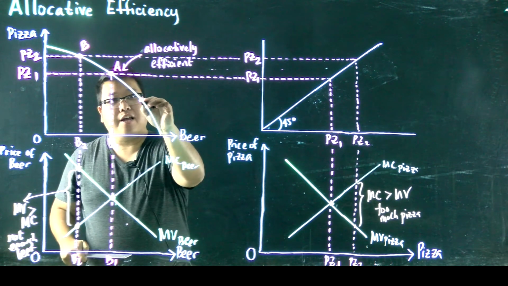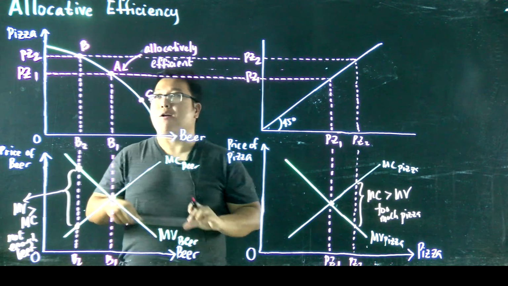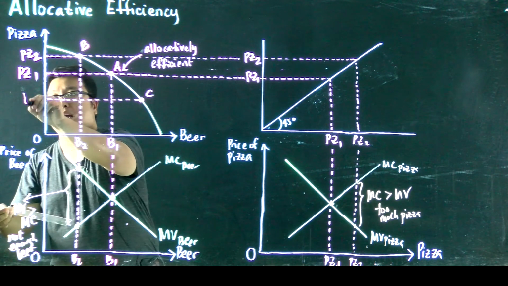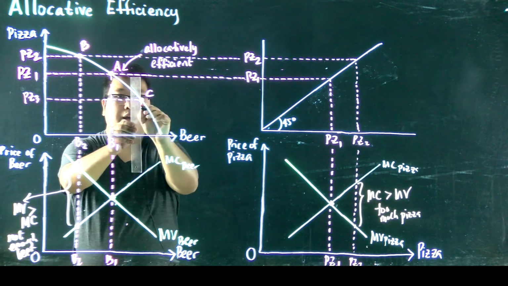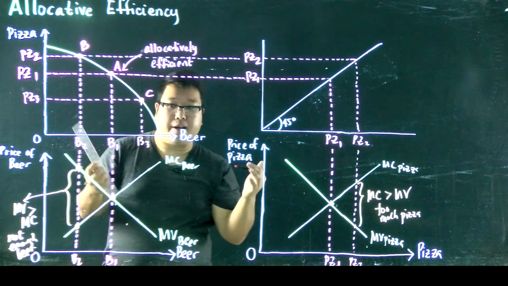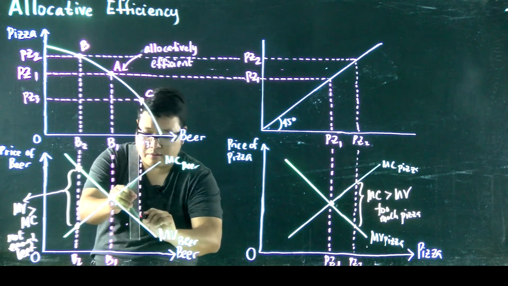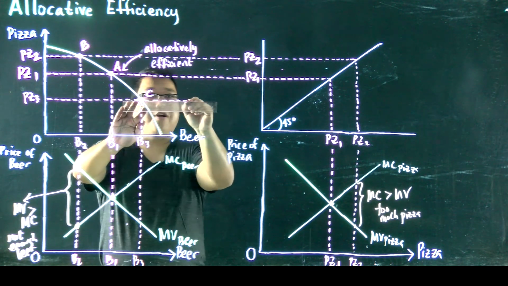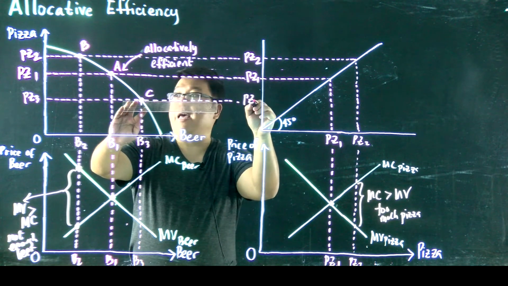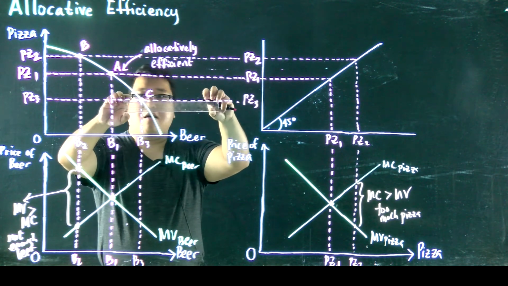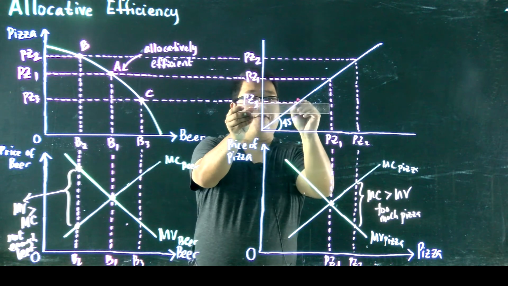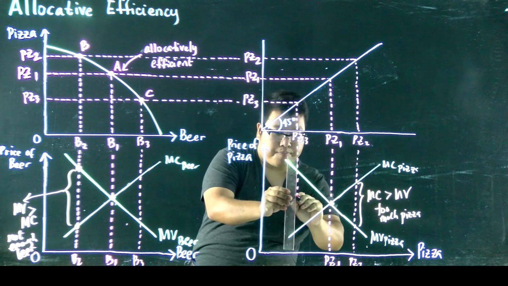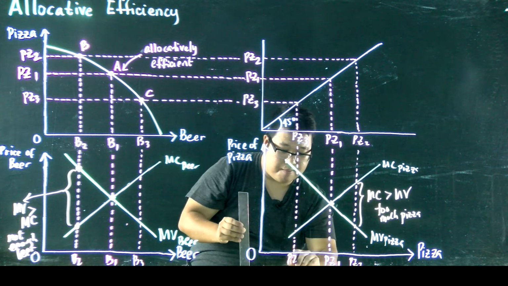Similarly, if, for instance, the economy decides to produce more beer and less pizza, so now we have PZ3 and B3. And we use the same trick as before. We use these broken lines all the way here, B3. Connect this information to our 45-degree line, PZ3, and all the way here for our market for pizza.